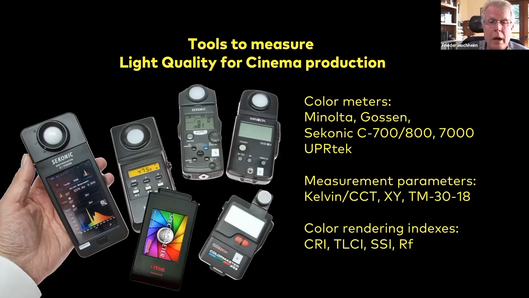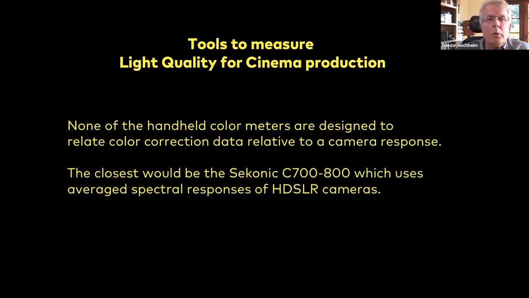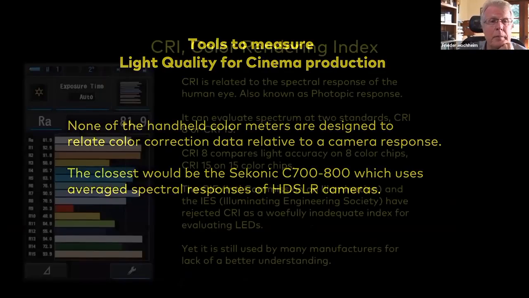It also gives you now indexes such as CRI, TLCI, SSI, RF, and I'll explain that. So the tools to measure this light quality of cinema production, none of them actually give us corrective data. So this is where the real challenge lies in, how do we actually deal with all these different light sources?